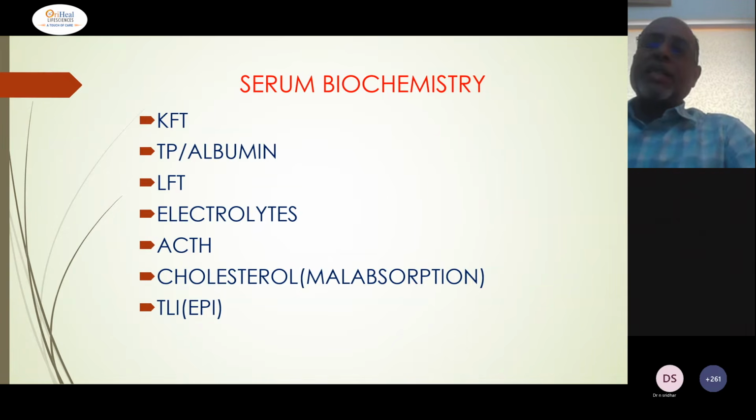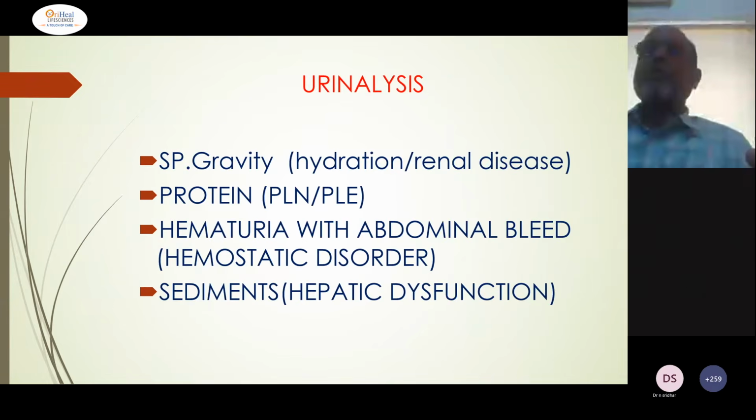Of course, TLI, trypsin-like immunoreactivity, to find out exocrine pancreatic insufficiency. You need to go on for it if the pet shows clinical signs of exocrine pancreatic insufficiency, like passing a huge quantity of fecal matter, which is malodorous and sticky. Then you'll have to think about TLI. Not that all the tests you should do together. So your choice of tests should make you take your differential diagnosis one by one.